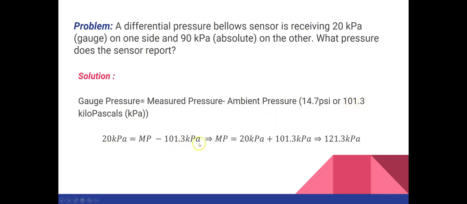101.3 kilopascal. So you will put these values and you will find the measured pressure, which is going to be 121.3 kilopascal, and the final differential pressure is going to be the difference between this and the 90 kilopascal. So you will put these values and you will get 31.3 kilopascal.